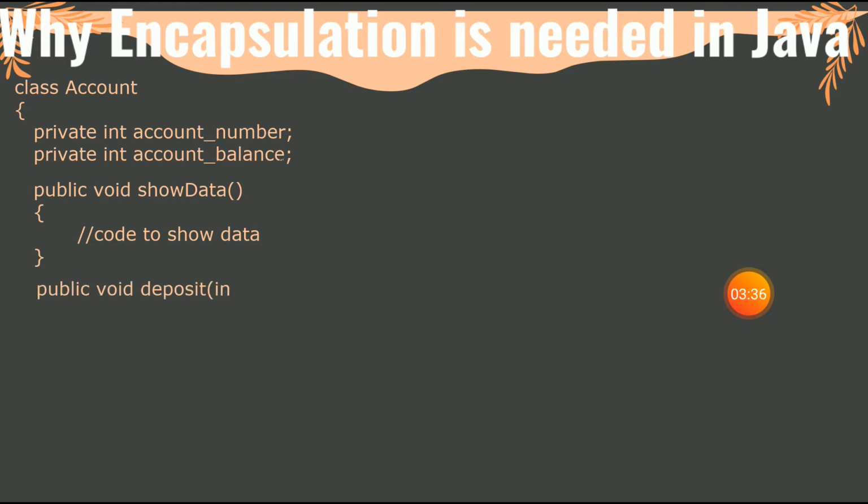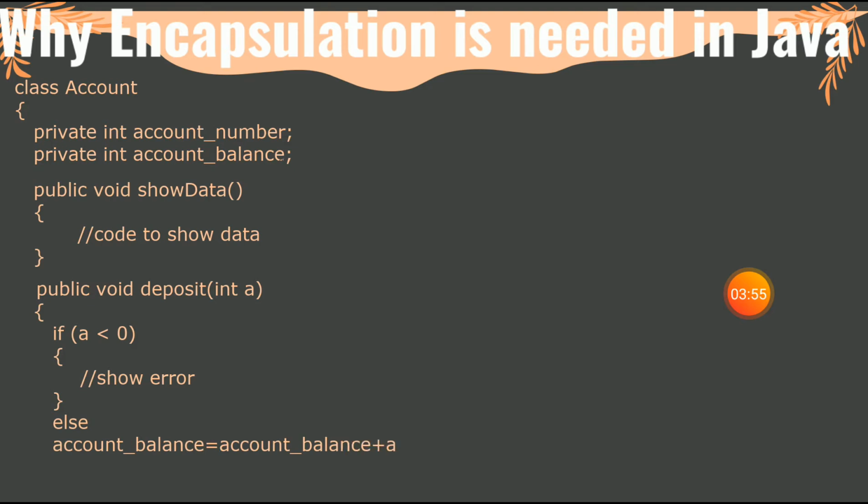And then there is some code inside it. Another method I have written is public void deposit, with one argument, int a. If a is less than 0, then some code should be written to show the error. Else account balance plus a. If it is greater, then it will be added into the balance, and if it is less than 0, then an error will show. So this is the program. So this program is written. Now think.